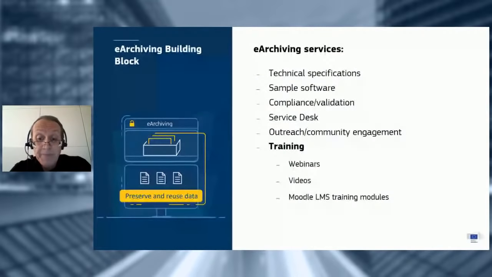Next slide, please. In terms of what we do, we provide a variety of e-archiving services. For example, we maintain technical specifications. We also provide open source tools that you can download and use straight away. We have validation services that ensure that the specifications are followed correctly. We've got a service desk, and again, we'll provide a link later. Also, we've got outreach and community engagement activities, of which this is one, and obviously the training offering, which this is also part of.